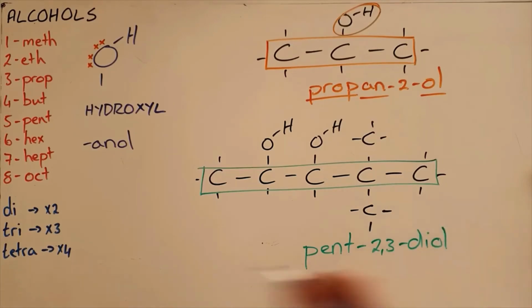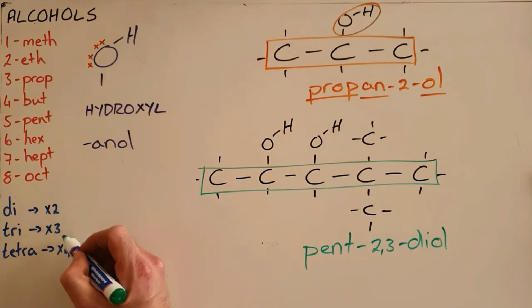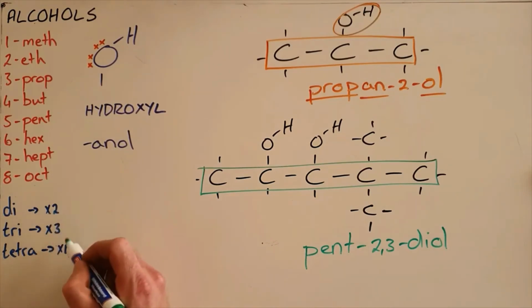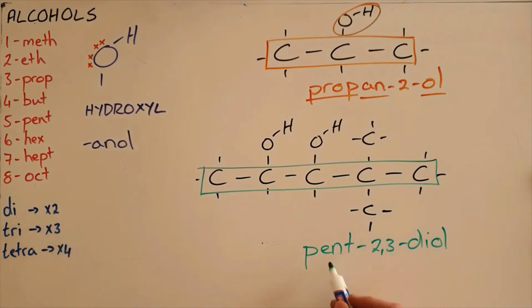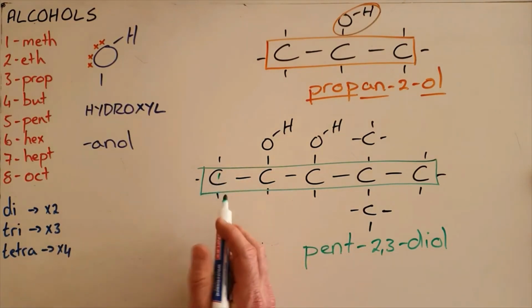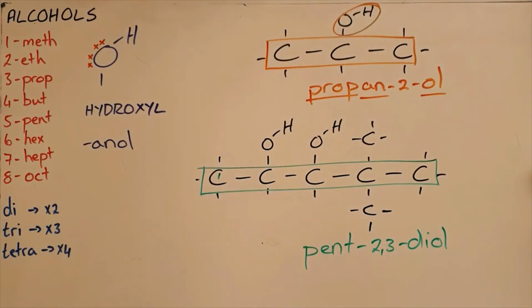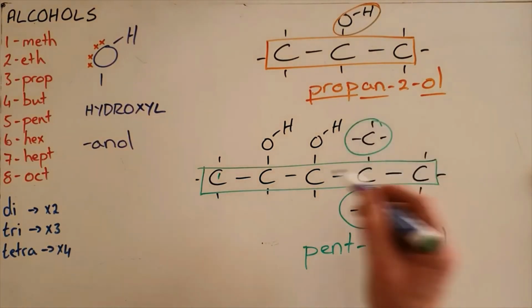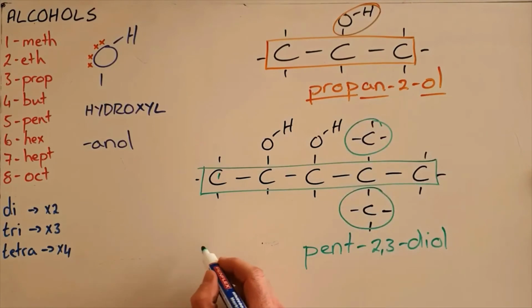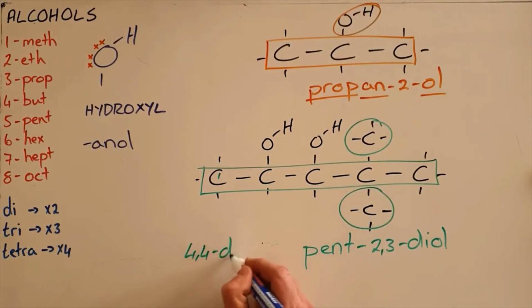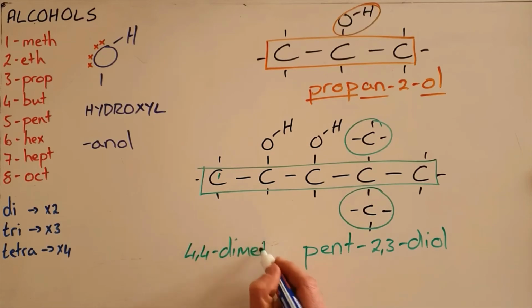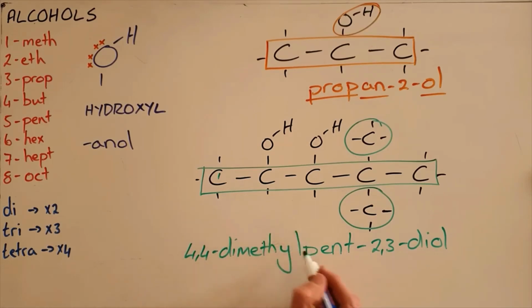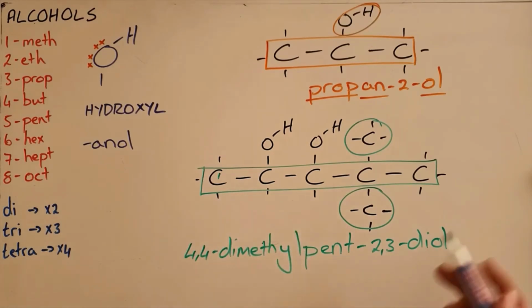We use the same prefixes for multiple functional groups as we had di, tri, and tetra, so this would be pentane-2,3-diol, with this being carbon number 1. And then we can see that there are 2 methyl branches both on the 4th carbon, and so the complete IUPAC name for this molecule would be 4,4-dimethylpentane-2,3-diol, and that is all one word.